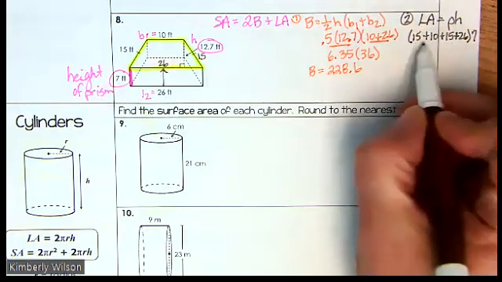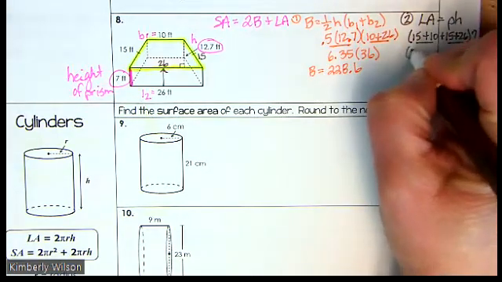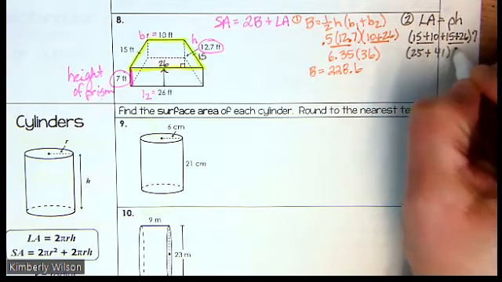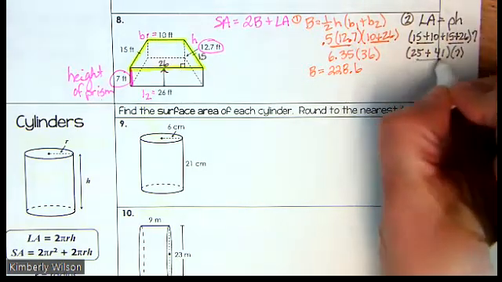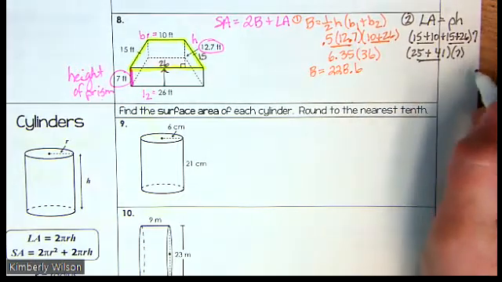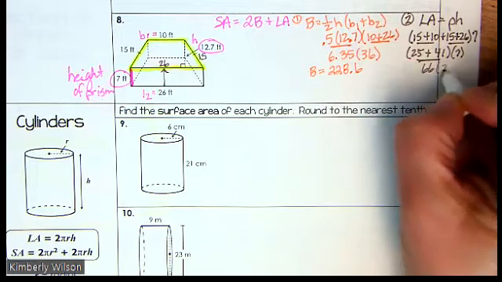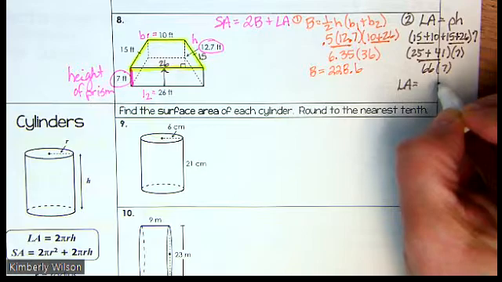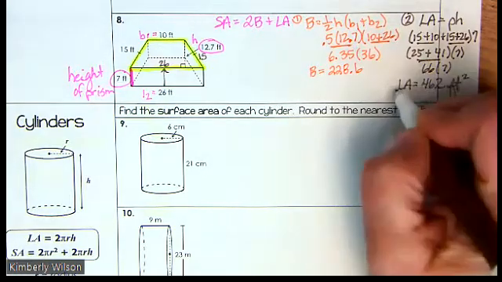7. So I'm going to add what I can add together. So I'm going to end up with 25 plus 41 times 7. Yep. Add this together, and we end up with 66 times 7. So therefore, the lateral area is equal to 462 feet squared.